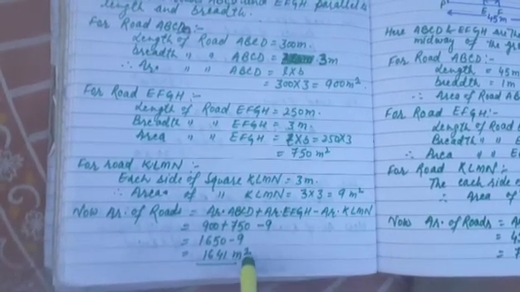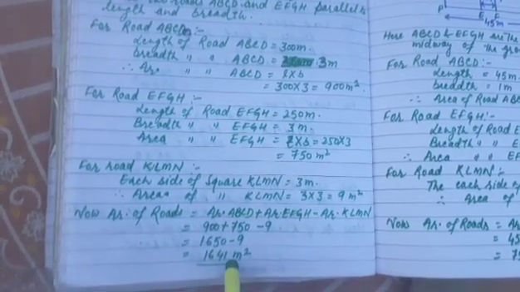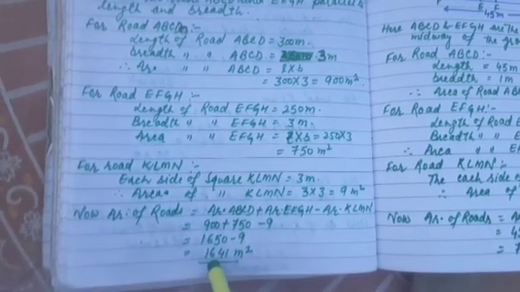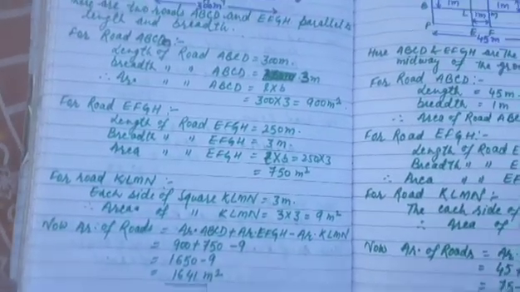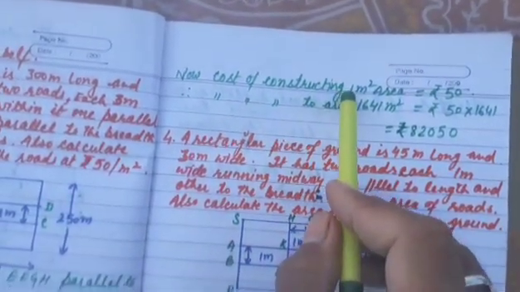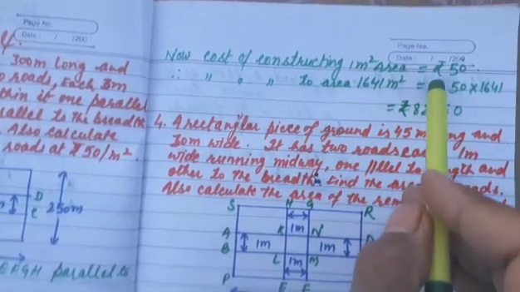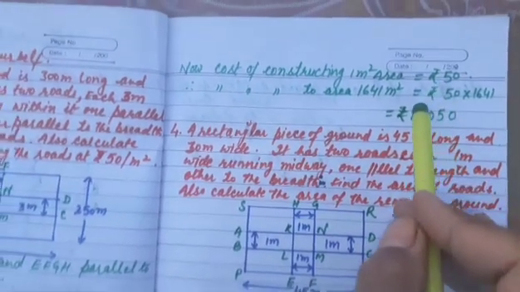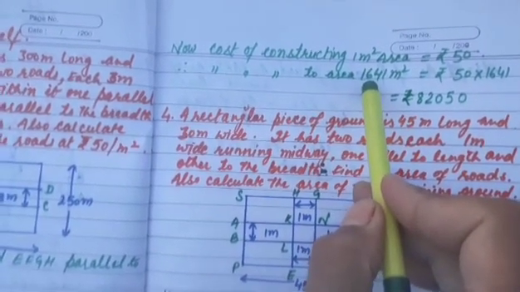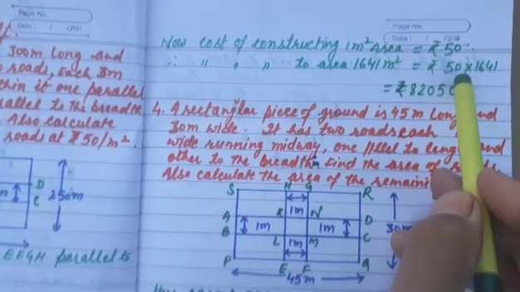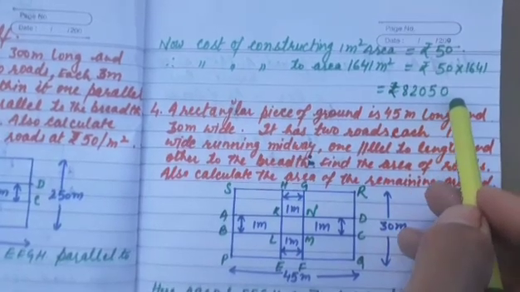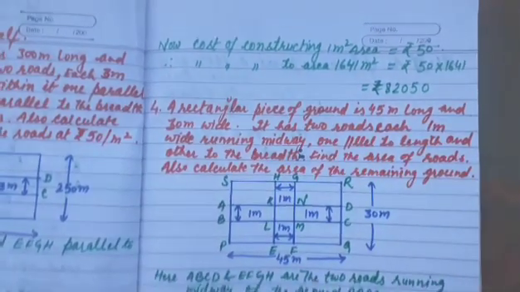Now in this question, when we have to find the area of the road, we also find the cost of constructing the road. What is given is the cost of constructing the road per 1 meter square, that is rupees 50. Therefore the cost of the total area of 1641 meter square becomes 50 into 1641, that is equal to 82,050 rupees. This is question number 3.